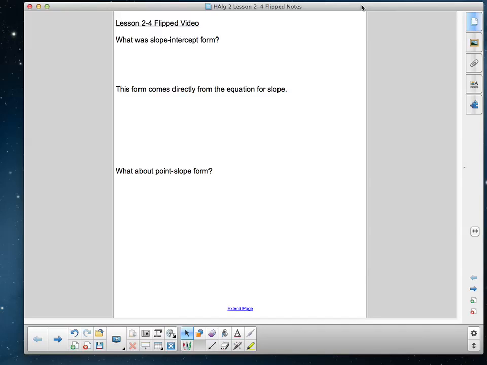Forms of linear equations. Then we're going to look at the kind of slopes that parallel and perpendicular lines have. Some of this stuff you probably already know. We're just reviewing it in this video, so that tomorrow we can jump right into some stuff.